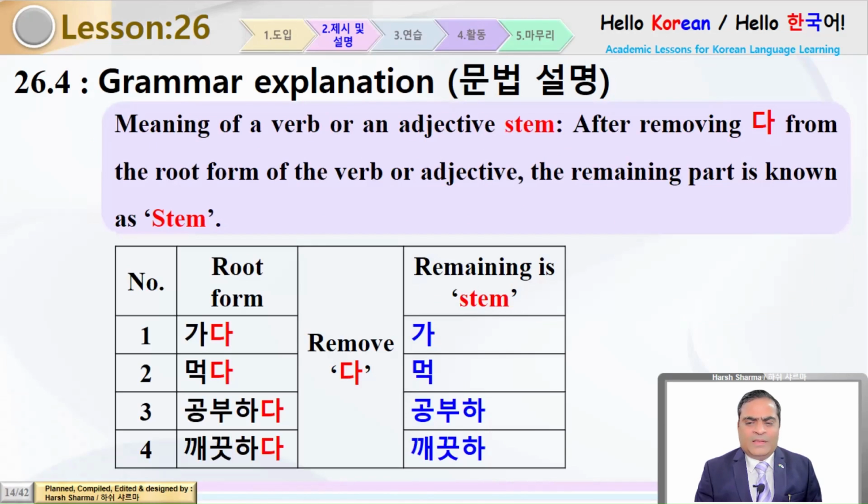Some of you might be thinking, what is this stem? Although we have covered in the previous lesson, let's do the revision again. Meaning of a verb or an adjective stem is, all the verbs and the adjectives are having the 다 in the root form. So after removing 다 from the root form, the remaining part is known as stem. And the grammar conjugation always happens only with the stems after removing the ending 다. If you see number 1, 카다, remove 다, the stem is 카. Number 2, 먹다, remove 다, the stem is 먹, like this.